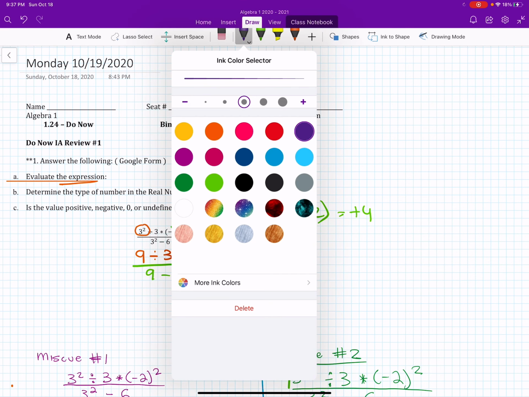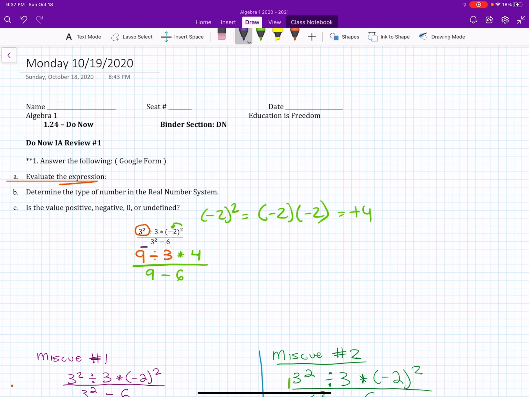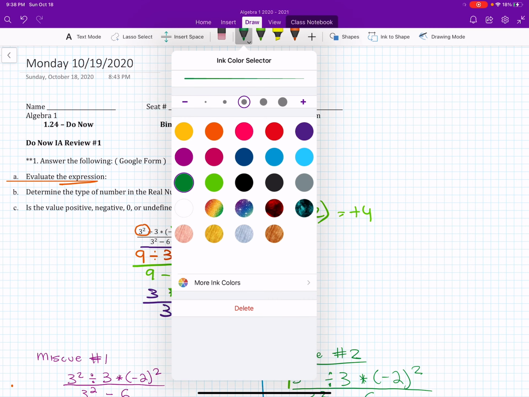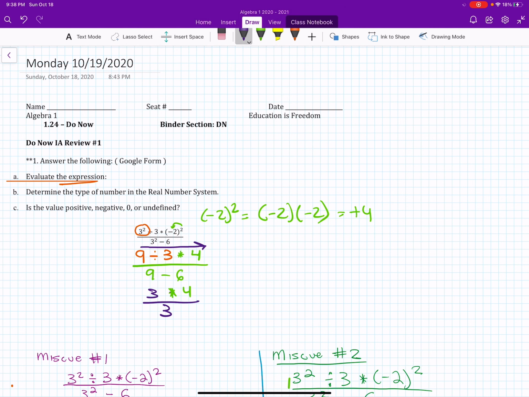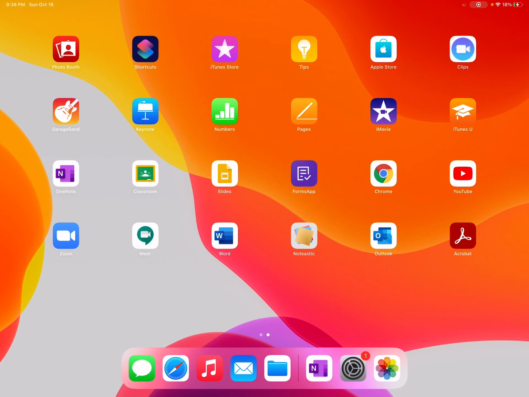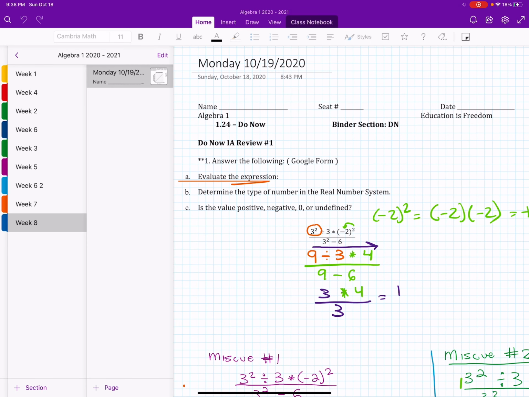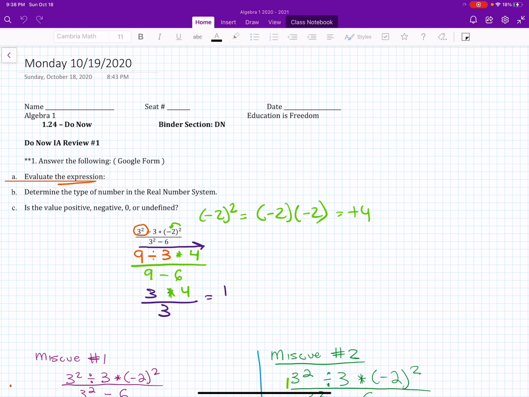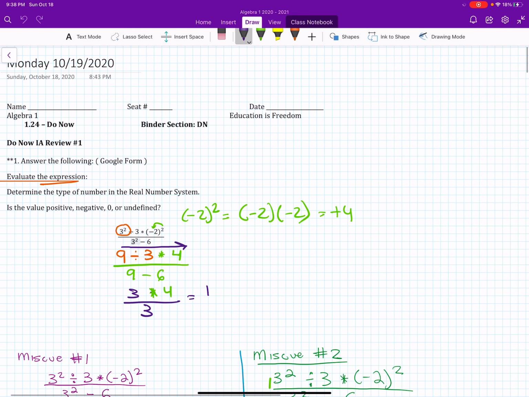Now let's simplify. I know to always go from left to right. So 9 divided by 3 is 3. And on the bottom denominator, 9 minus 6 is also 3. So now I have 3 times 4, which is 12. Sorry about this. Which is 12 over 3. 4 is my result, so validate the expression, check.